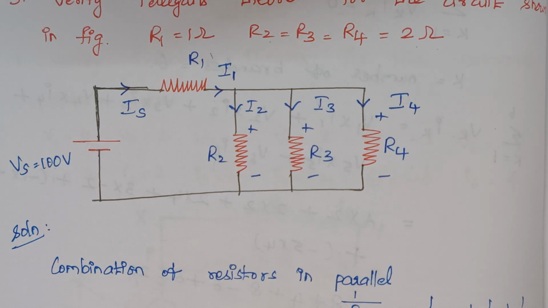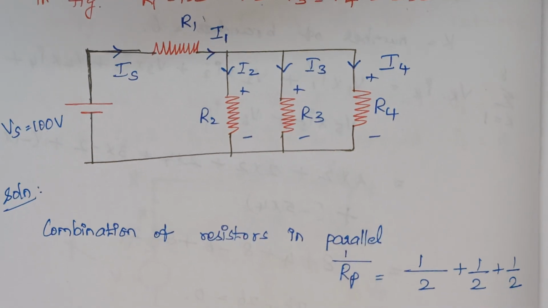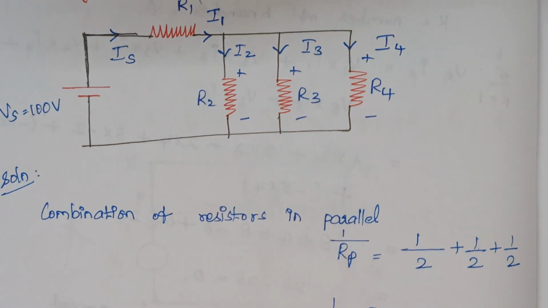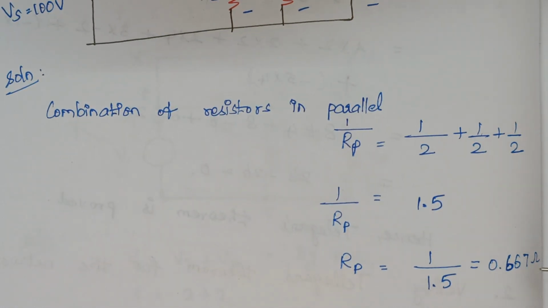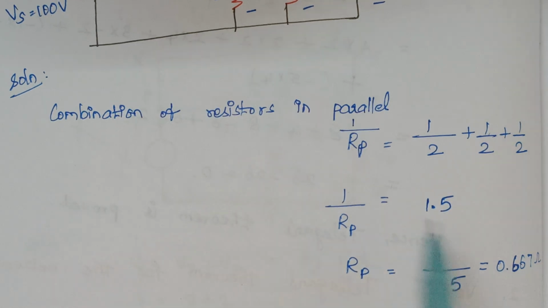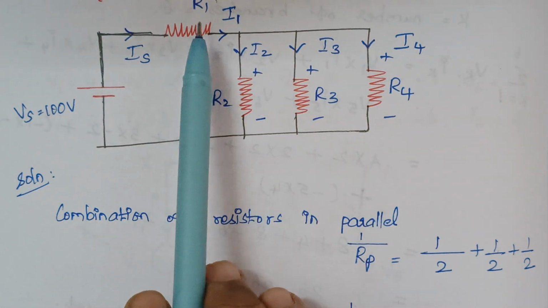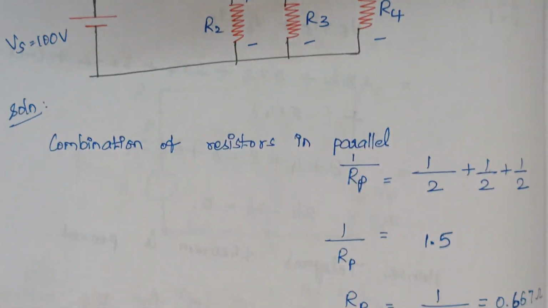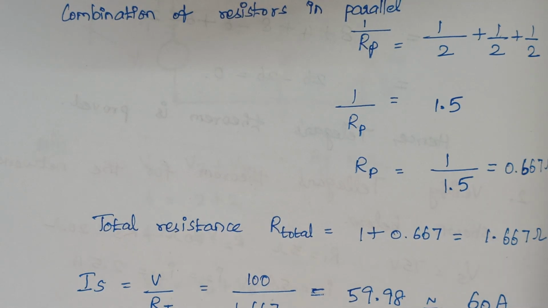So we have to calculate the total resistance and we have to calculate the net current, right? So since resistors are connected in parallel, what is the formula here? 1 by Rp is equal to 1 by R1 plus 1 by R2 plus 1 by R3. So once you solve, here the final value of Rp is given as 0.667 ohms, right? Now these 3 resistors are combined into a single resistor and that resistor comes in series with this R1. So here what is the value of R1? It is 1 ohm. Therefore the total resistance is given by 1 plus 0.667, that is 1.667 ohms.